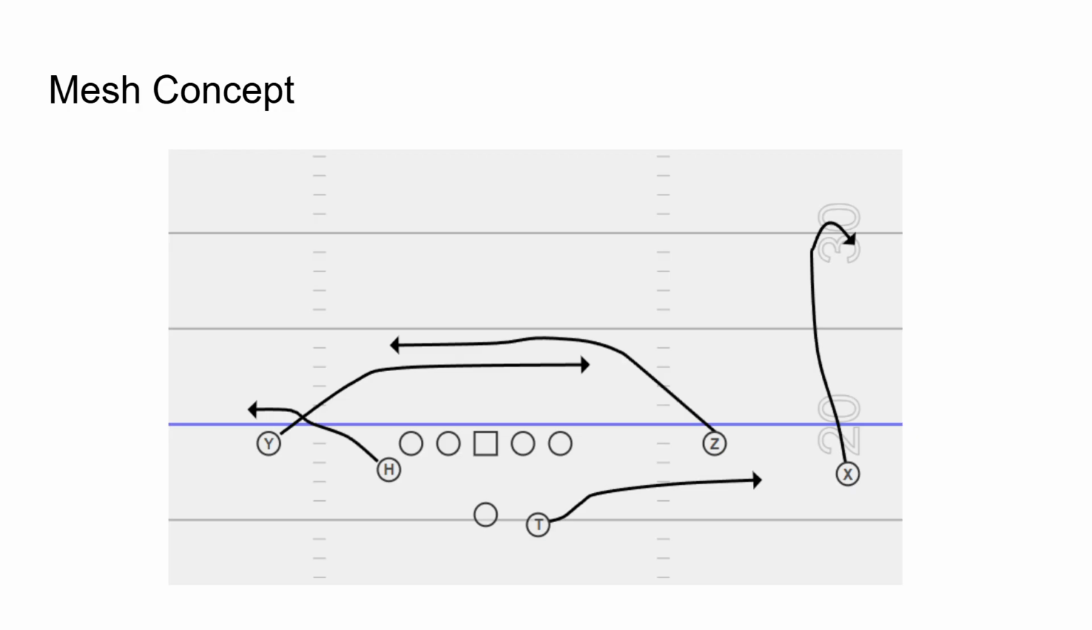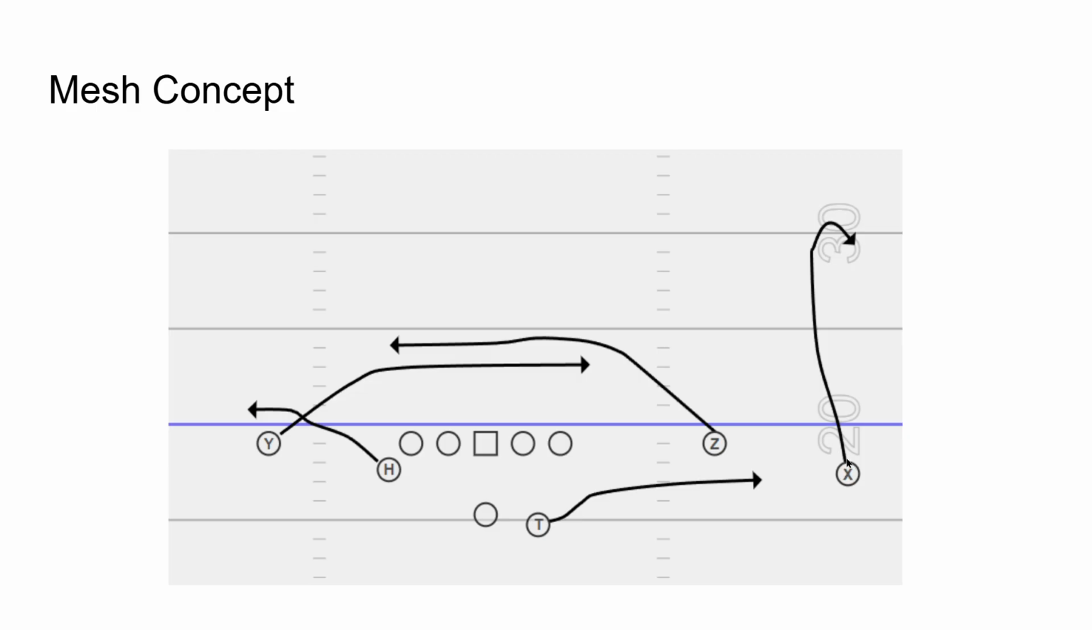Here's the next one. So this is a mesh concept. This is kind of like traditional mesh. This is the Hal Mummy mesh, is what I call it. Basically here, we have the X isolated out wide. Technically, he's actually the first progression here. What I'll tell the quarterbacks is, you see any type of press or man or something like that, he's within 5 yards. We're off of this.